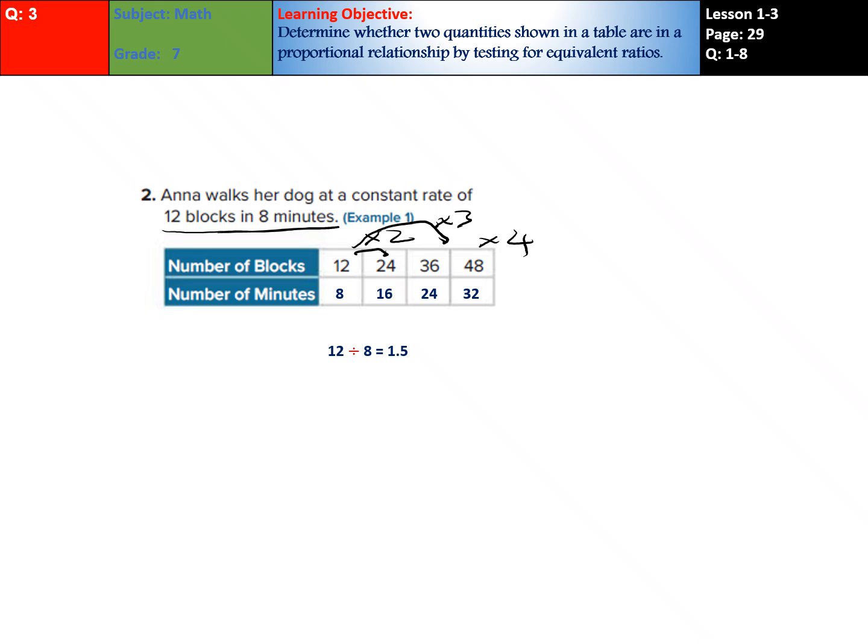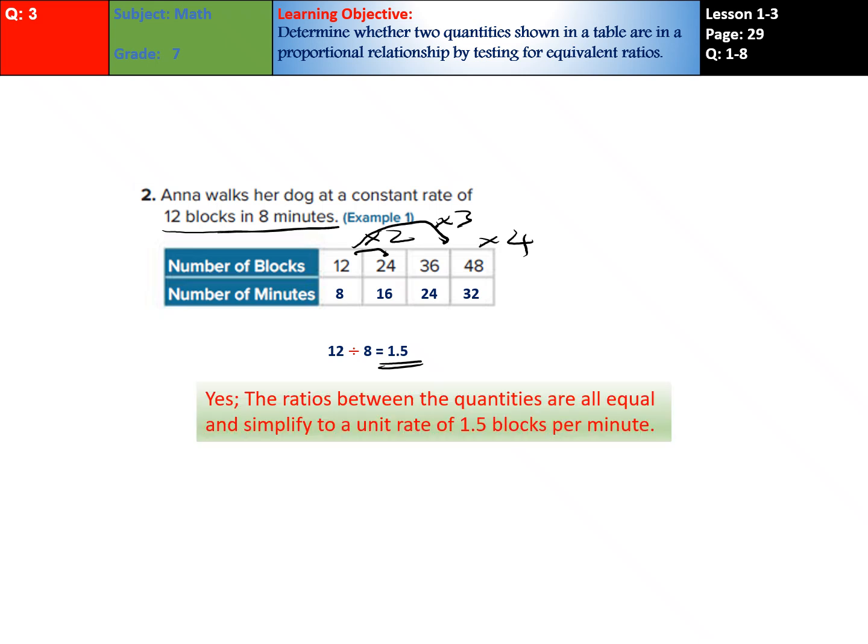Now what is the constant of proportionality? 1.5. So by dividing all of them in the simplest form, they are 1.5. So you can say that yes, the ratios between the quantities are equal and simplify to a unit rate of 1.5 blocks per minute.